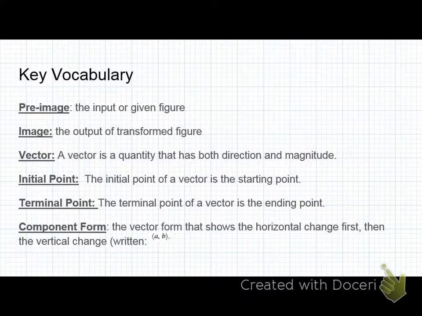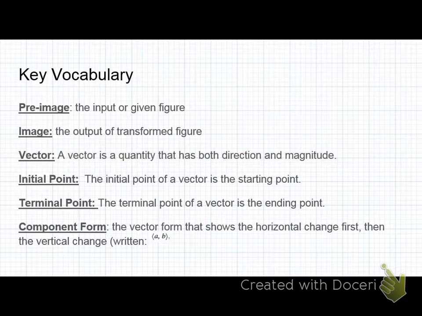A vector is a quantity that has both direction and magnitude. A good idea for a vector: think about an airport control tower, which has a little screen with a picture of all the planes, the directions they're going, and how fast they're going. They have a certain vector. And a vector is a quantity that has both direction and magnitude. So let's have you write this definition down in your notes, please. Take a moment to do that.